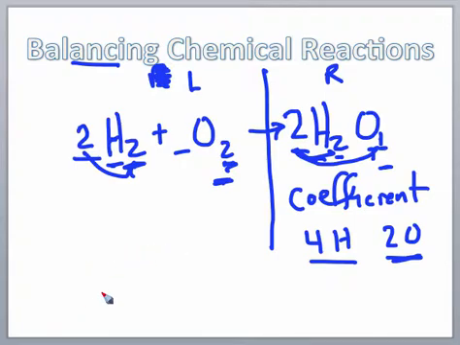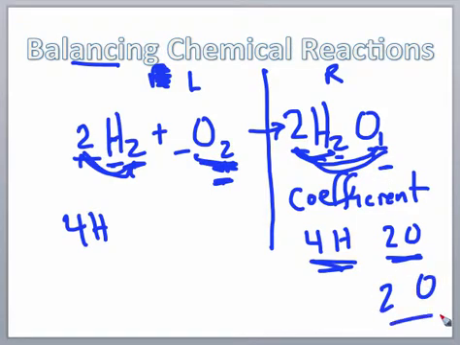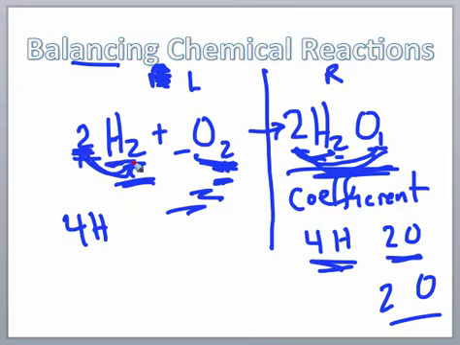When you're done, just go back and check everything. 2 times 2, we have 4 hydrogens. Over here we have 4 hydrogens. 2 oxygens. 2 times 1, 2 oxygens. So everything balances. So what you have to remember is that you need the same number of each element on the left as you have on the right, and you can put coefficients in front of compounds to balance them.